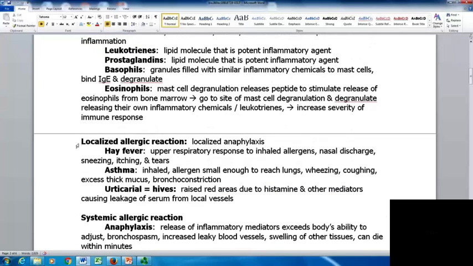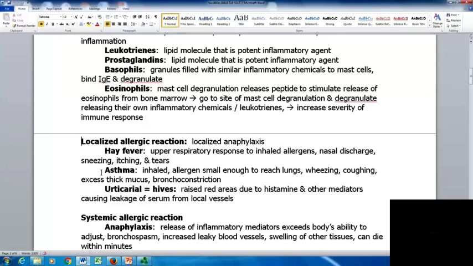Localized allergic reactions are sometimes referred to as local anaphylaxis. One of the more common ones is hay fever. This involves an upper respiratory response to inhaled allergens. Pollen allergies are one example of this. What you commonly see with this are nasal discharge, sneezing, itching, and tears.